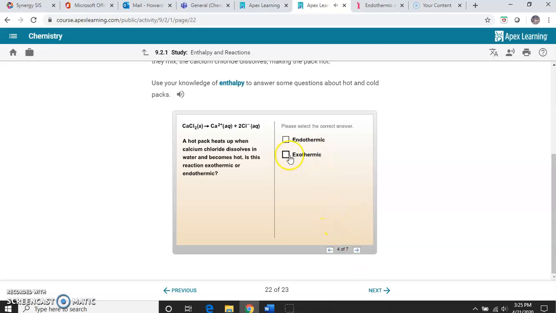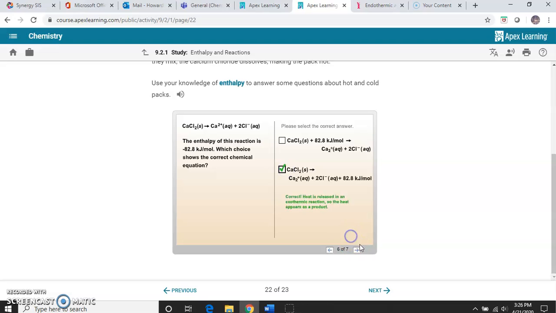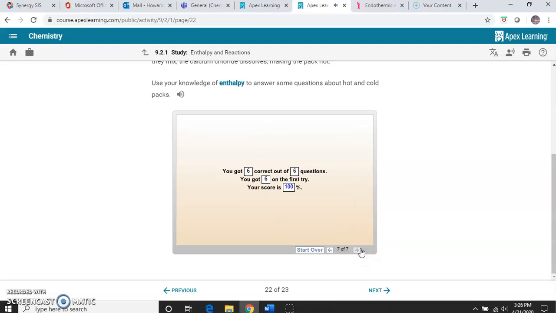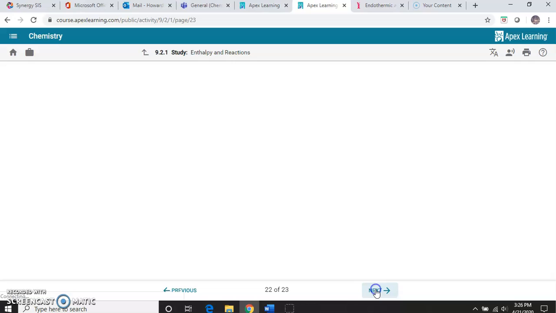So this one is the opposite. It must be exothermic because it's getting hot. It releases heat. And then it's going to be less than 0 because it's exothermic. And exothermic we always write on the right side of the arrow. There you go. Okay, hopefully that helps you out a little bit.